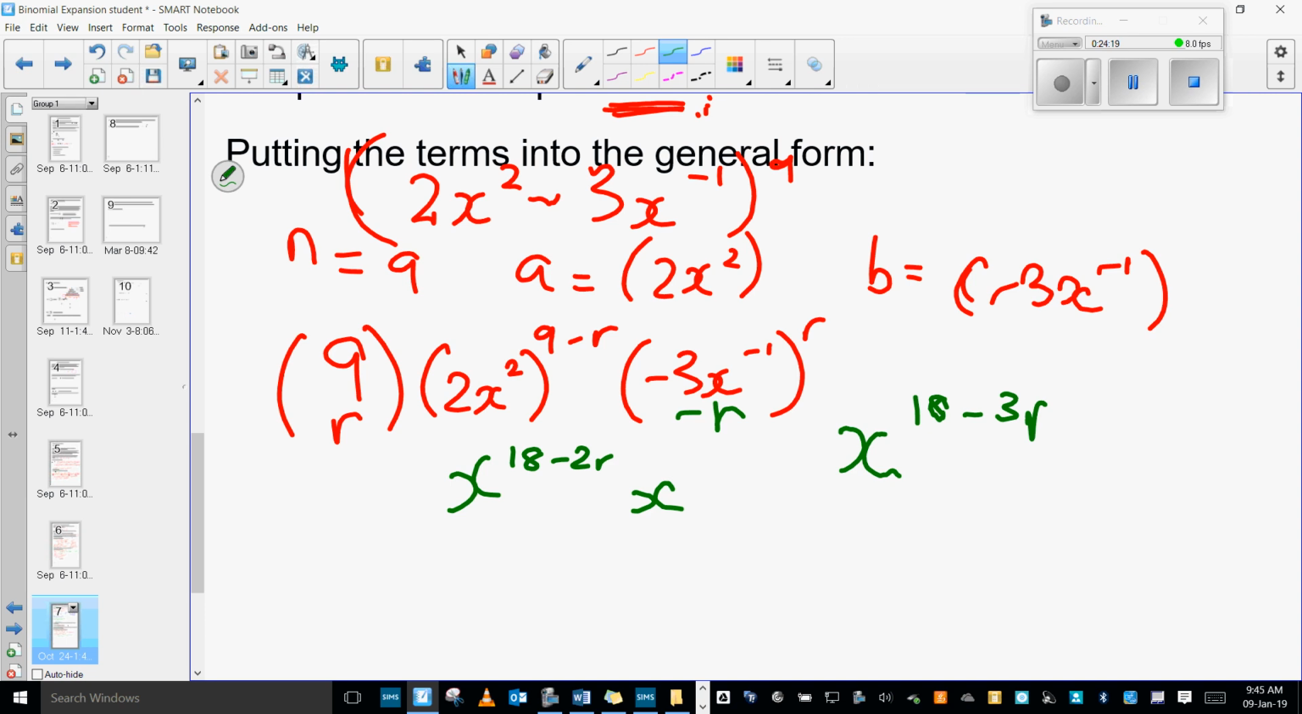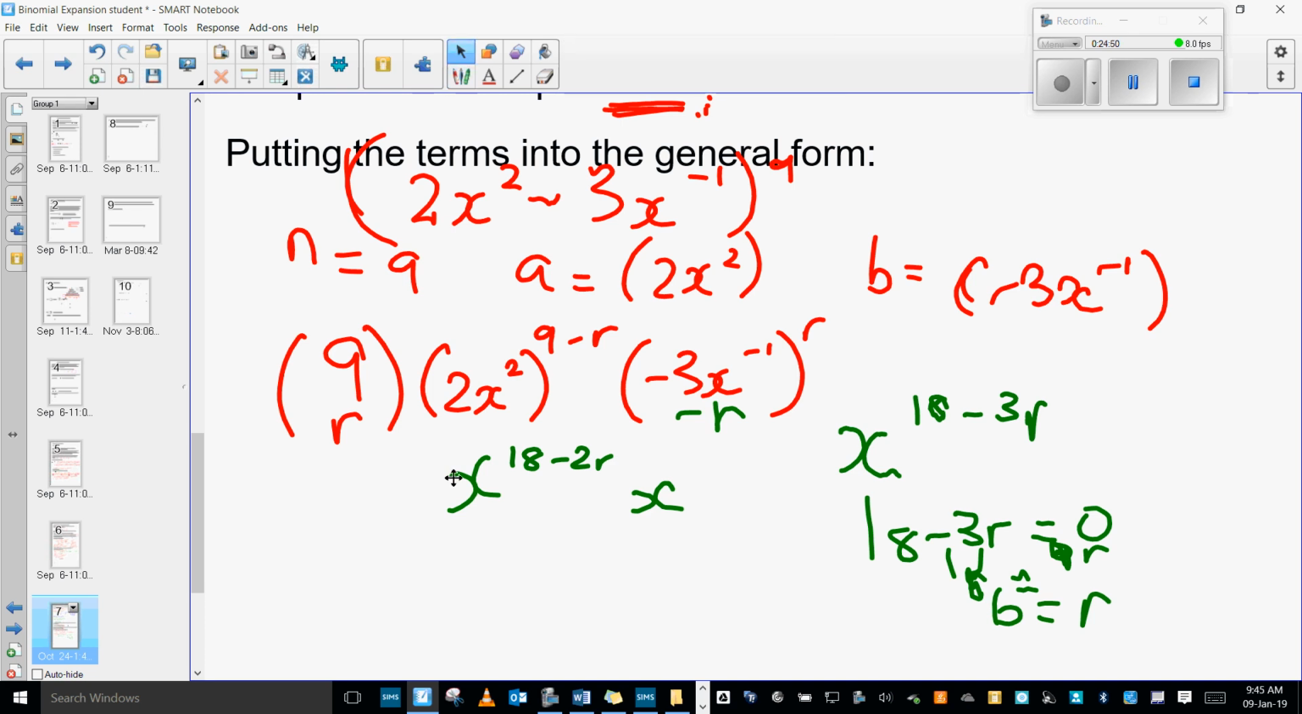What do we write then, knowing that we're finding the constant term? Good. So in this question, 18 minus 3r has to be 0. Rearrange. So r is 6. No, it's not always going to be 6. It's just that in every question we've done, r is 6. And then you put that back in, yes.